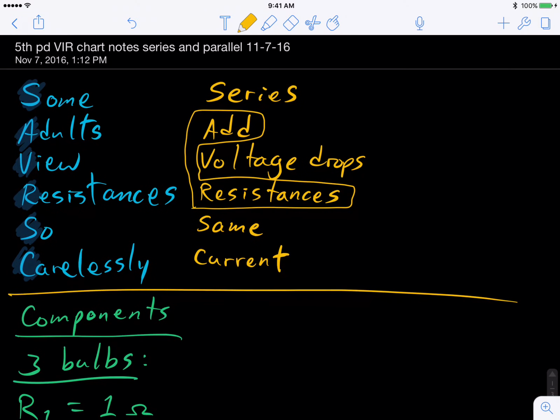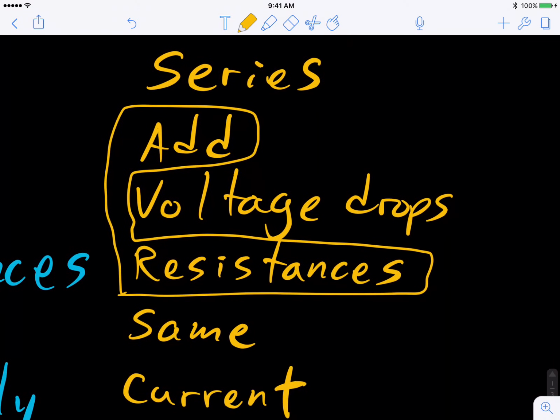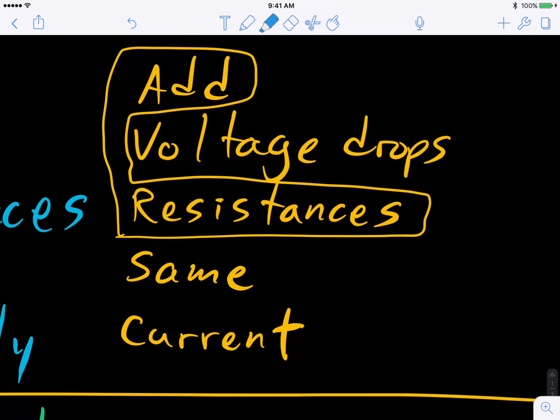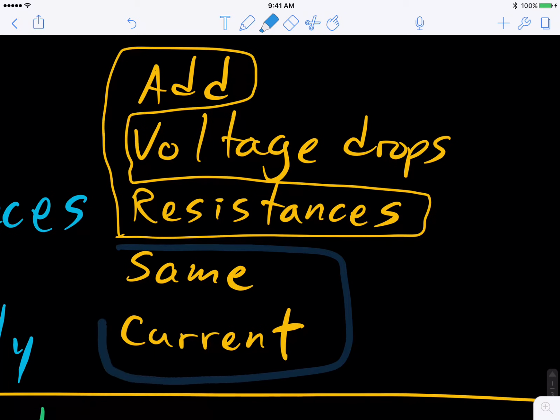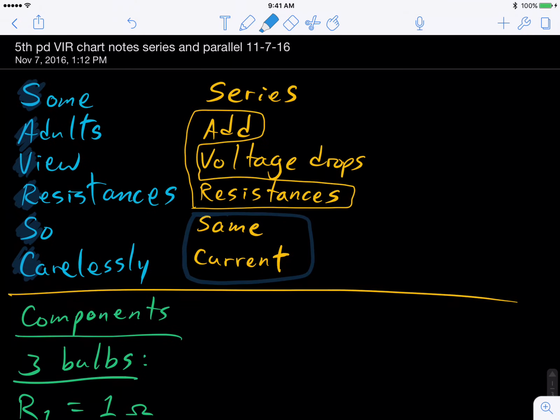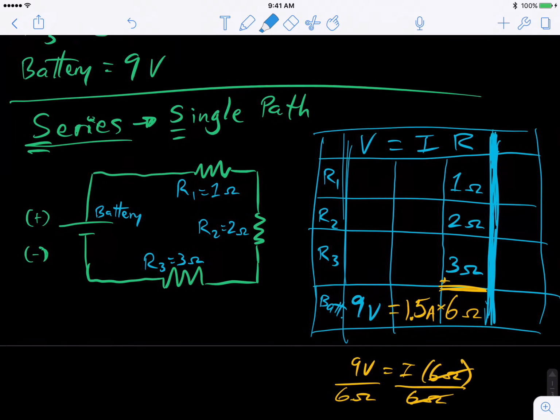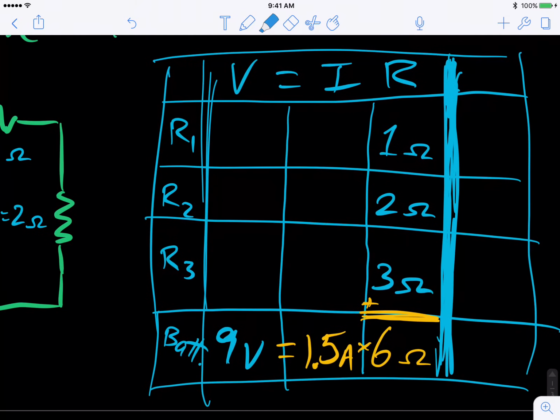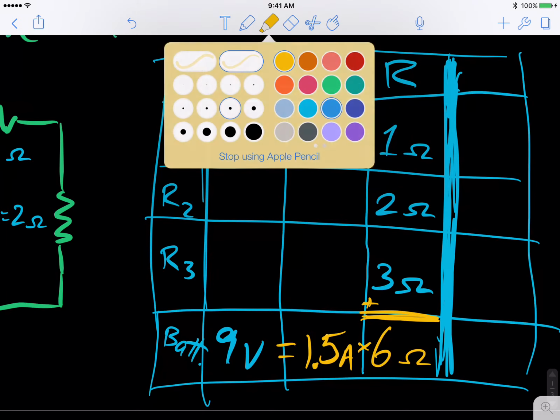So we just used the fact that in series, you're going to add your resistances together. Now, if we had voltage drops, we could add them together, but we don't. We only have the total, so we can't do anything there. But we do have the last thing there. The last thing says that in series, everything wired in series is going to have the same amount of current flowing through it. And that is beautiful.